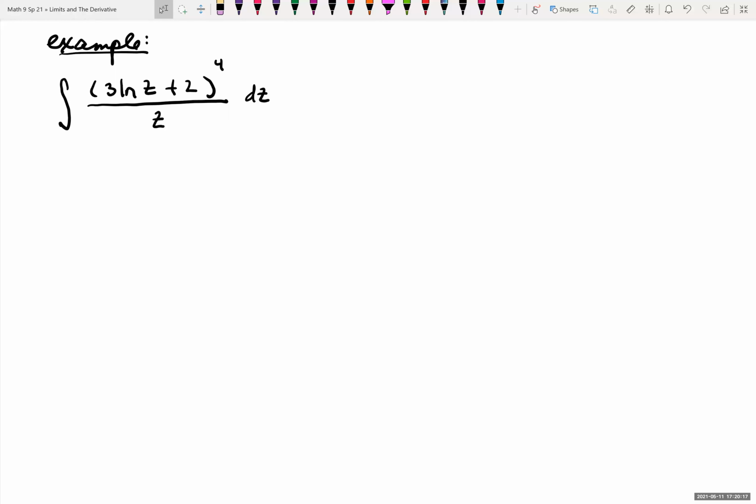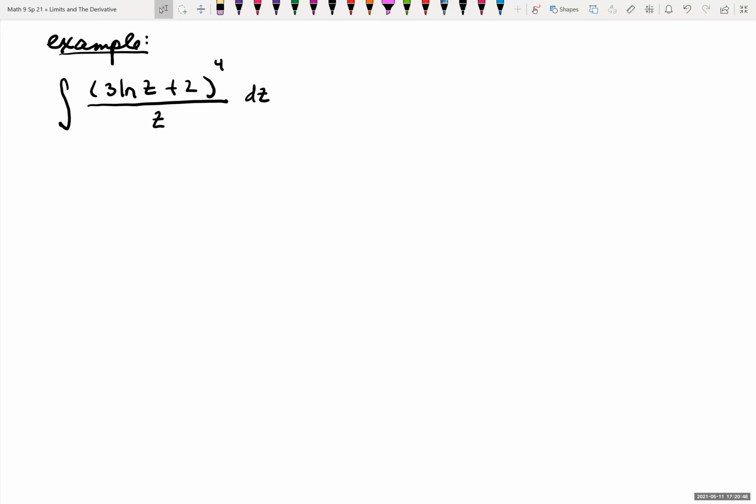So our next example, we have the antiderivative, or the indefinite integral, of a quotient. In our numerator, we have the quantity inside parentheses 3 times the natural log of z. And then outside of that, still inside the parentheses, we have that plus 2. In our parentheses, that's all raised to the 4th power. And that whole quantity is all over z times dz.